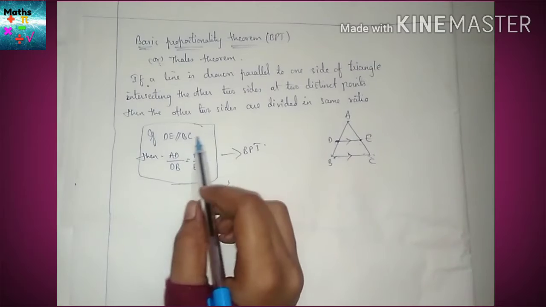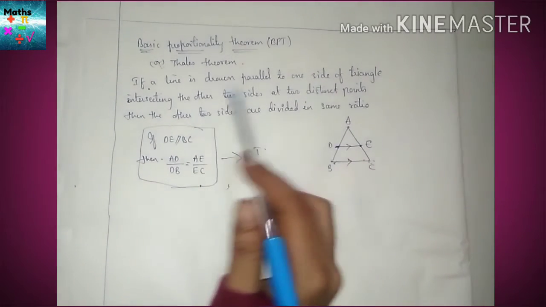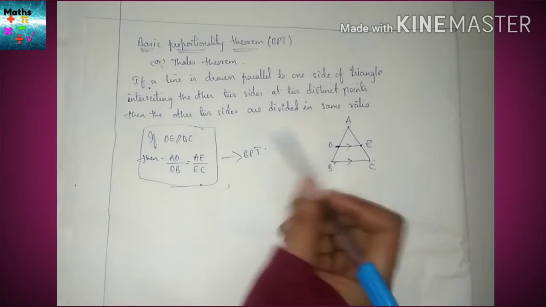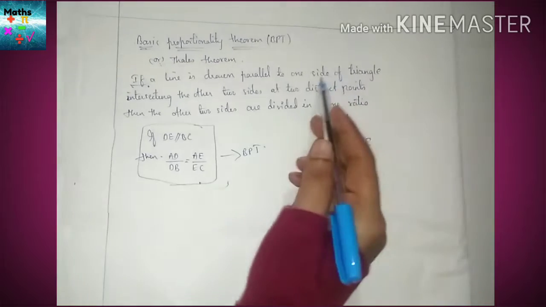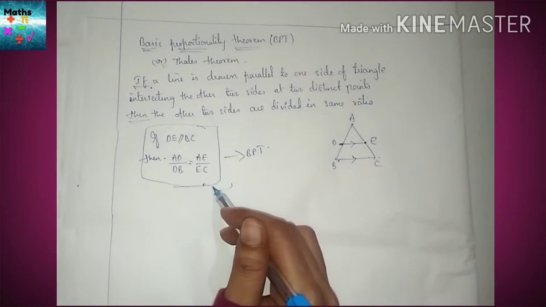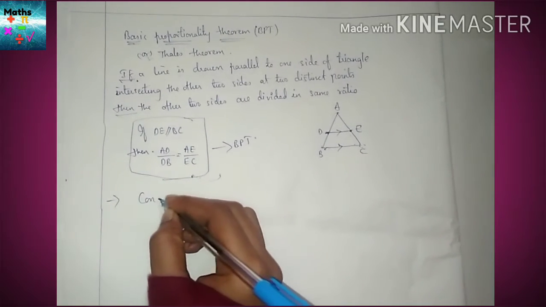So if a line is parallel to the third side and intersects the other two sides, then the other two sides are divided in the same ratio. Here, if this is parallel, then the sides are divided in the same ratio. So this is the basic proportionality theorem. Let us see the converse of the basic proportionality theorem.